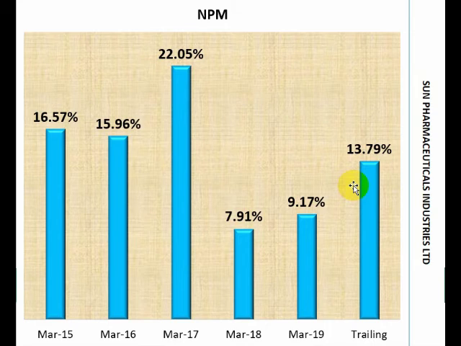It would be a red flag if the net profit margin is consistently low over the years. Here we can see that the company's net profit margin fell below 10% for the 2 years of 18 and 19, and in the recent 2 quarters or 3 quarters the company has managed to bring it back up to 13.7%.